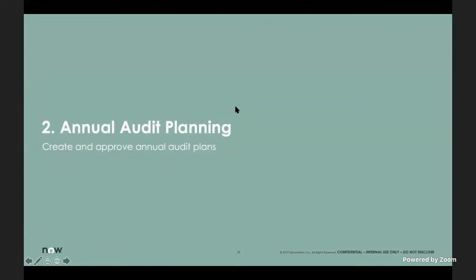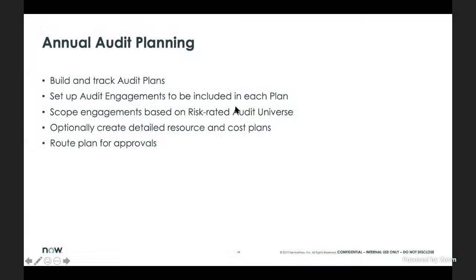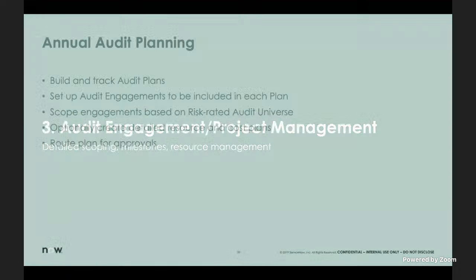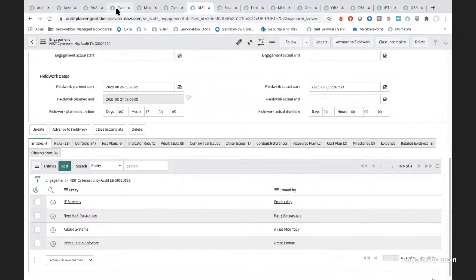So the next one is annual audit planning. As part of the annual audit planning, we have the capability to build and track audit plans, set up audit engagements and include them into the audit plan. You can have multiple engagements associated with the plan. We already looked at how you can scope auditable units into your engagements. And then you can optionally create a detailed resource and cost plan and then route the audit plan for approval. So I am going to show you quickly how that looks.